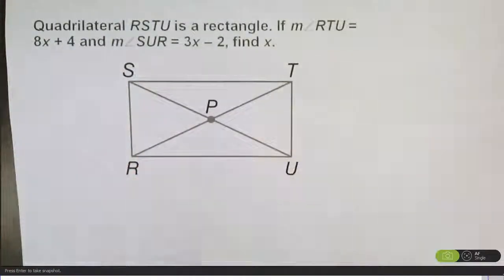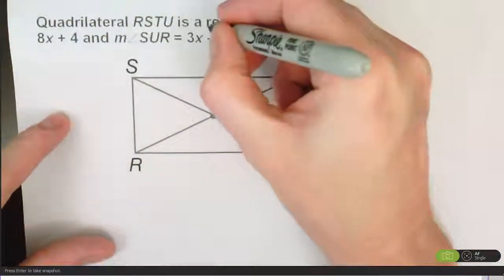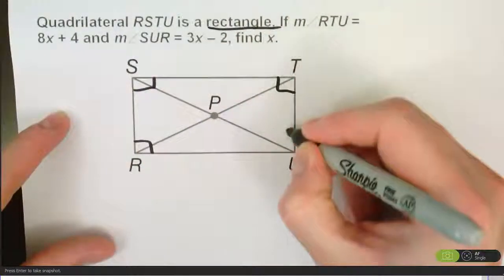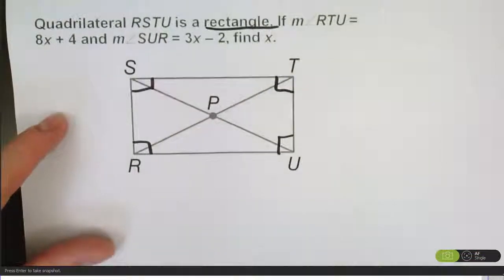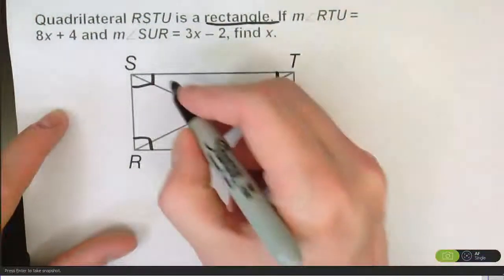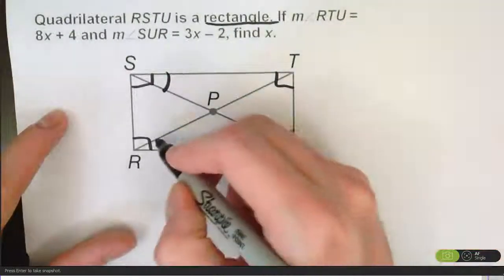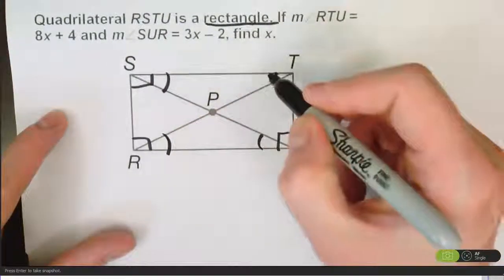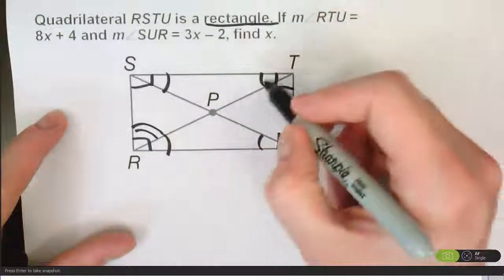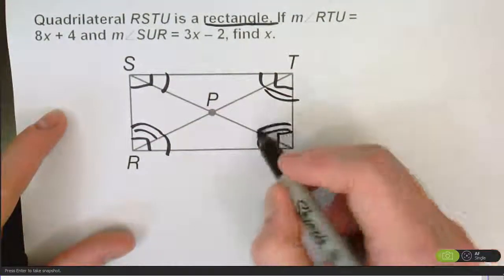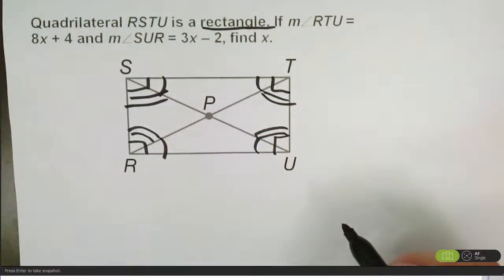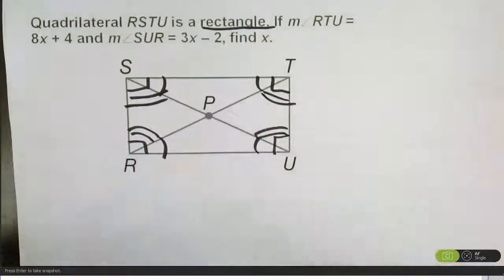So we know it's a rectangle, okay, which means we have right angle, right angle, right angle, right angle. We also know that this is a parallelogram, so parallel, parallel, so congruent, congruent, and congruent, congruent, by alternate interior angles. So we have a bunch of congruent angles in here, a bunch of right angles. So let's see what they gave us.